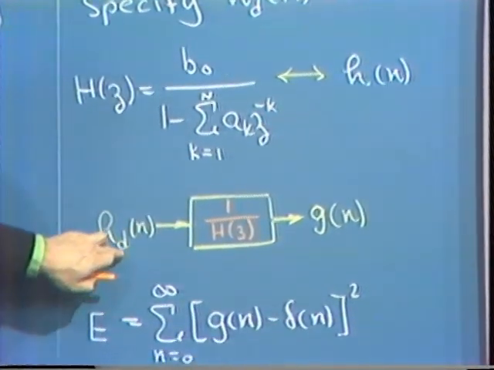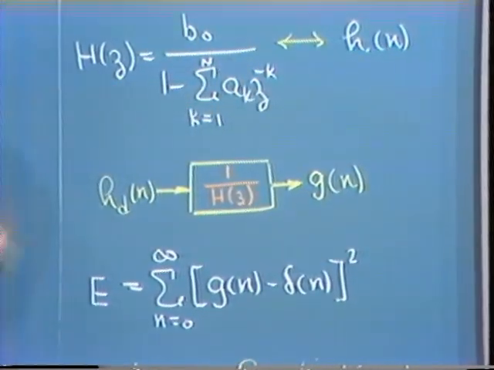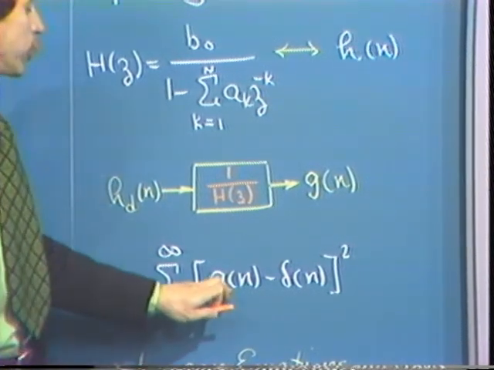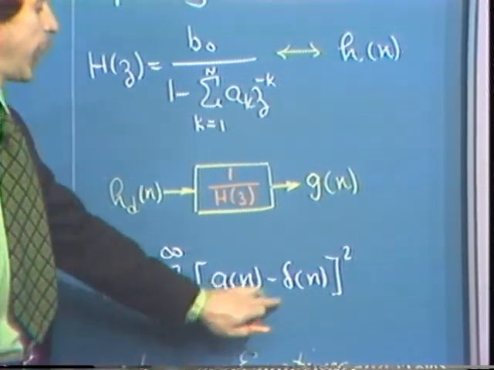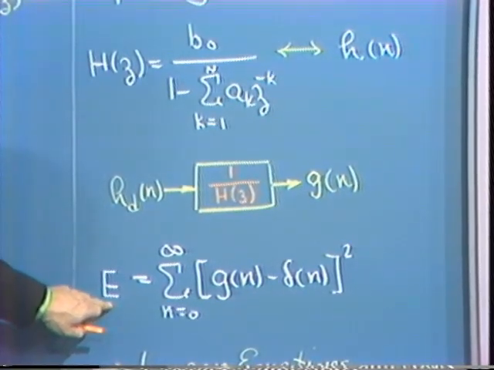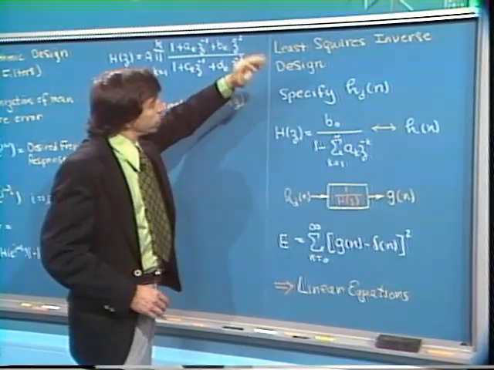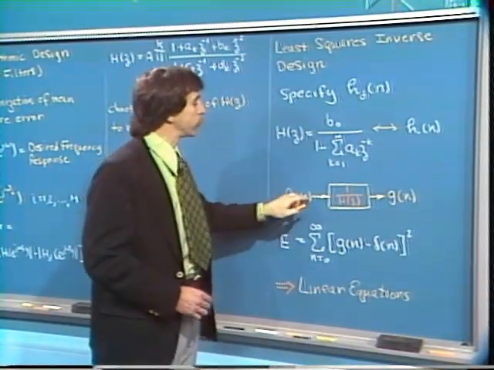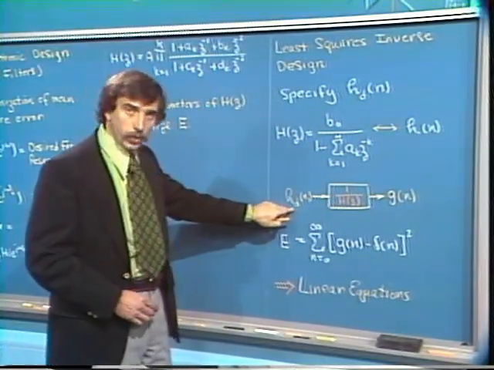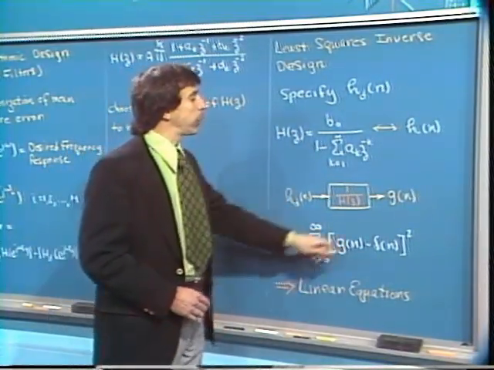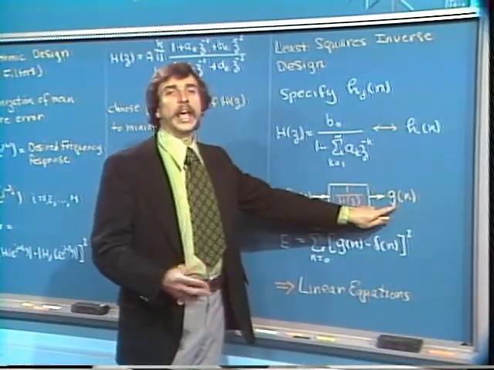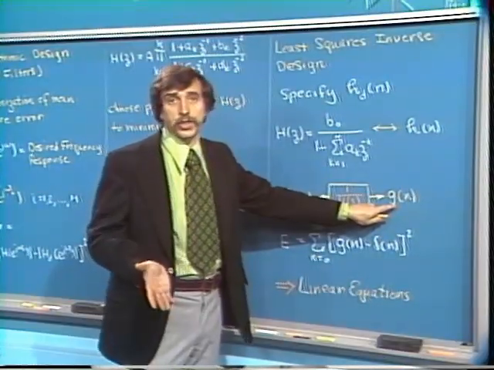Since h sub d of n, we won't be able to fit exactly by a model of that form. So let's consider the error, which is the mean square difference between g of n and a unit sample. And that then is the error that we minimize. So the idea behind the least squares inverse design is basically to design the inverse to the desired unit sample response by minimizing the mean square error between the output of this inverse system and the desired output, and the desired output, of course, is a unit sample.